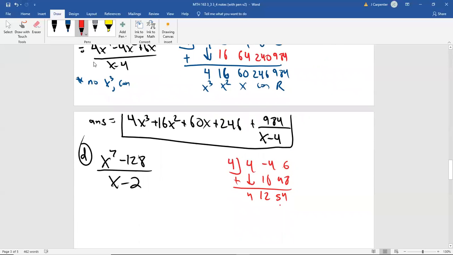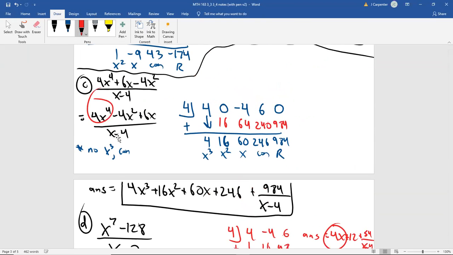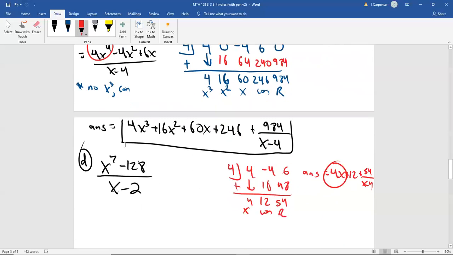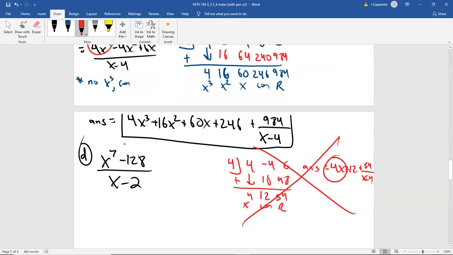So what you're thinking is this is the remainder, the constant, and your coefficient of x, and you're thinking your answer will be 4x plus 12 plus 54 over x minus 4. But look at that. The leading term in your answer only has an x, whereas the original problem had an x to the fourth. It did not drop by 1, it dropped by 3, and that means that this is massively wrong.